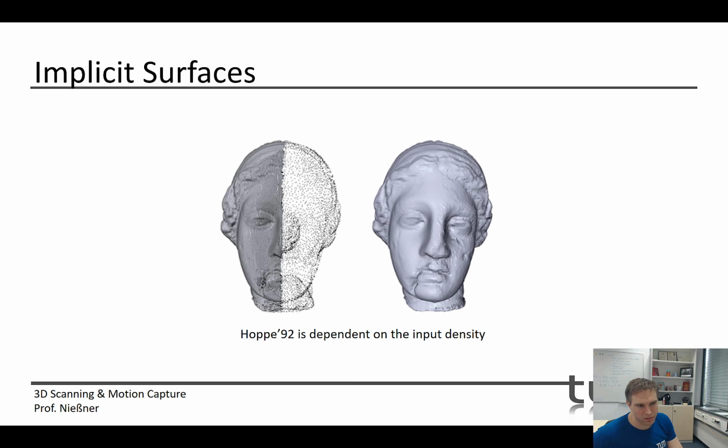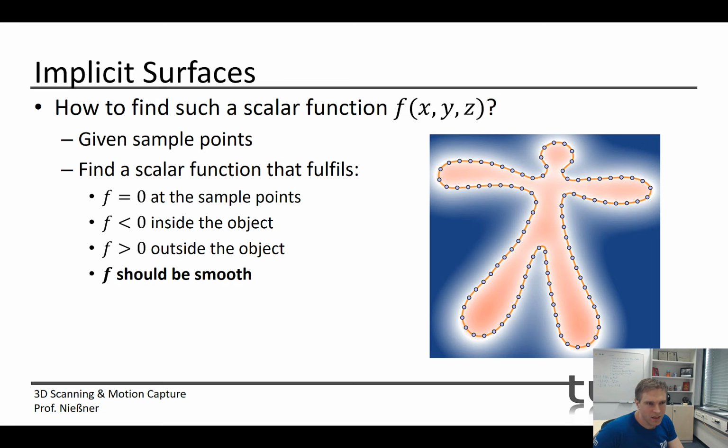Okay, so this is probably the simplest reconstruction method you can think about. It's very easy to implement, and it gives you something, but it doesn't give you a smooth surface. So let's go a little bit further. Now we want to think about how we can add another constraint to our scalar function, which should be 0 on the surface points, smaller than 0 on the inside, greater than 0 on the outside, but also it should be smooth, right? So now we have a few more constraints we have to deal with.